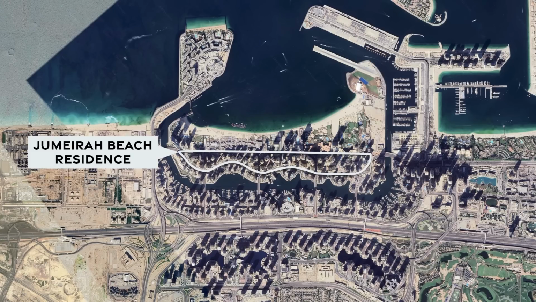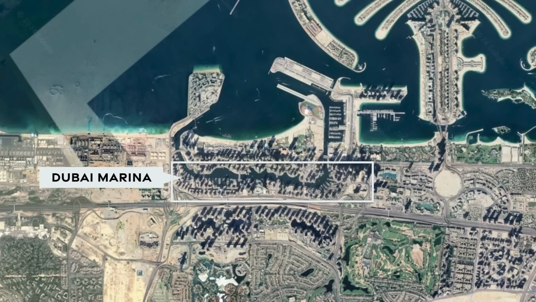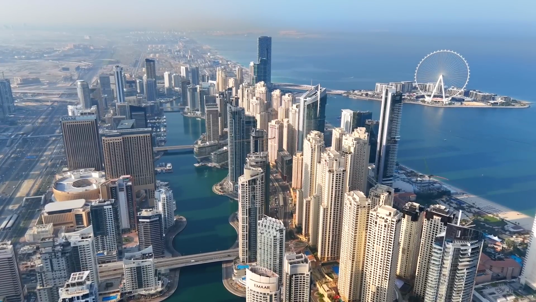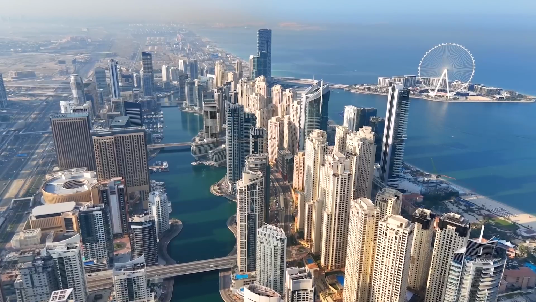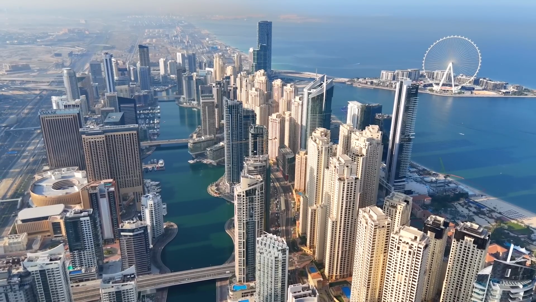Moving on to JBR near Dubai Marina, the ready buildings here that were originally built more than 10 years ago are at an average price per square foot of 1700 dirhams, while the old apartments in Dubai Marina are at an average of 1600 dirhams per square foot. It is key to note here that both JBR and Dubai Marina are the topmost areas for tourists and foreigners visiting Dubai for the first time.